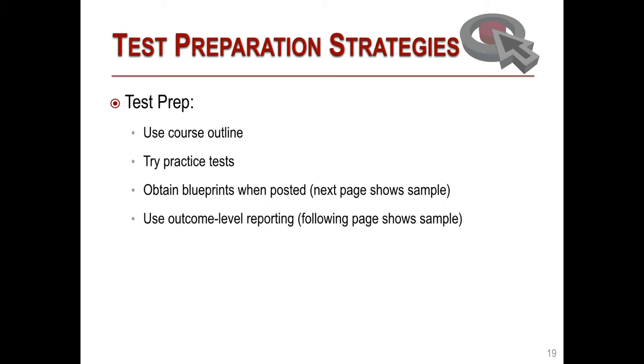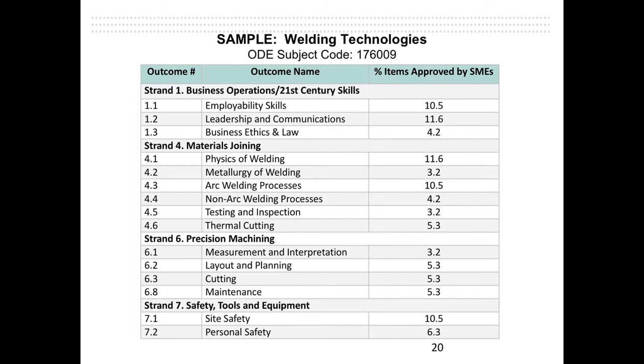Also posted practice tests for cosmetology. Those go with law and public safety, construction, and some of the other courses that were done the first year, health sciences. We expect next year to do ones that are finalizing over this year. Another way is to obtain the blueprints when posted, and I showed you a sample of that, and then to use outcome level reporting, and the following pages have some samples there.